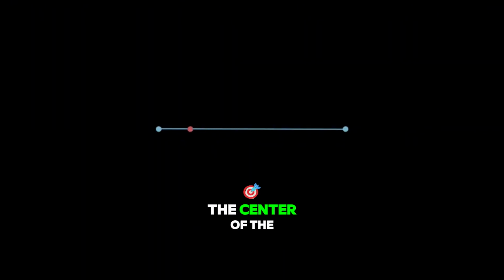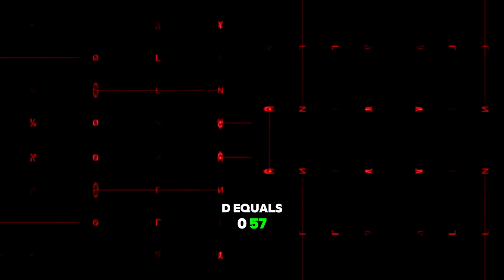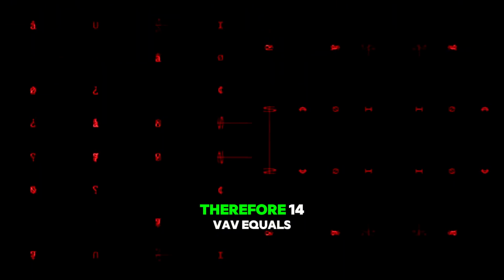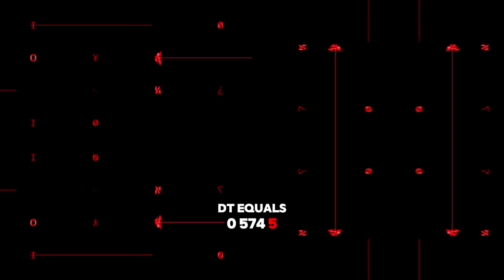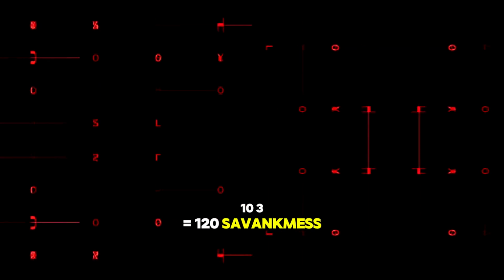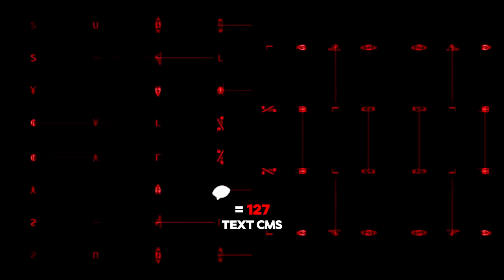During each stroke the center of the wings moves with an average linear velocity, v_av, given by the distance d traversed by the center of the wing divided by the duration t of the wing stroke. From our previous example, d equals 0.57 cm and t equals 4.5 × 10⁻³ s. Therefore, v_av = d/Δt = 0.57/(4.5 × 10⁻³) = 127 cm/s.